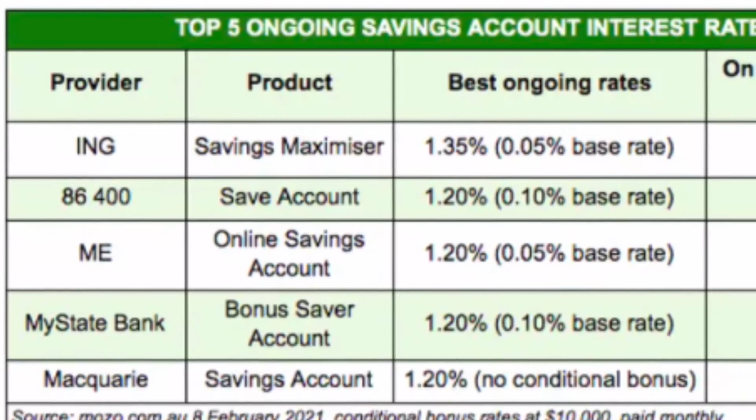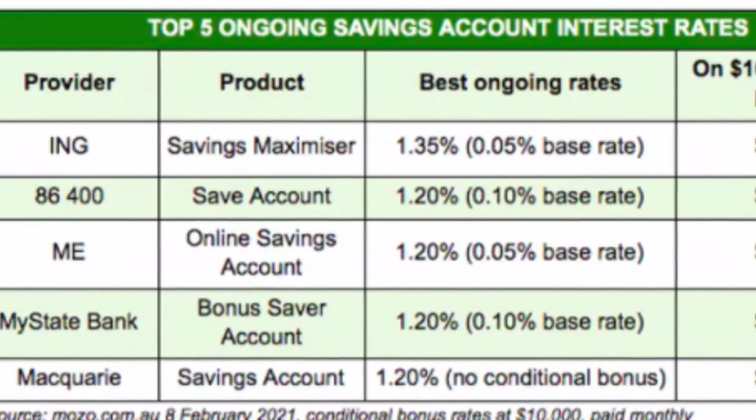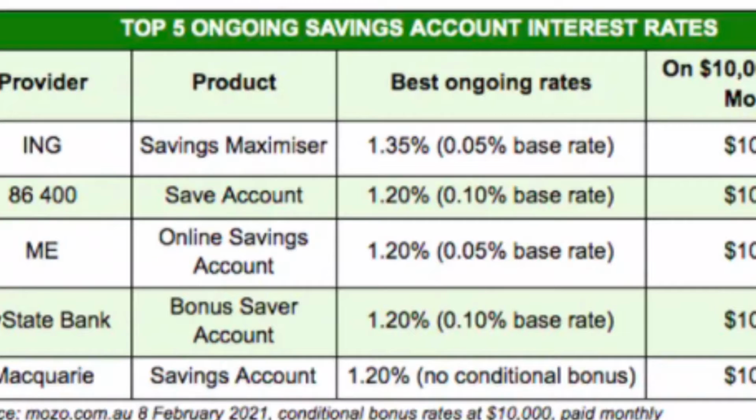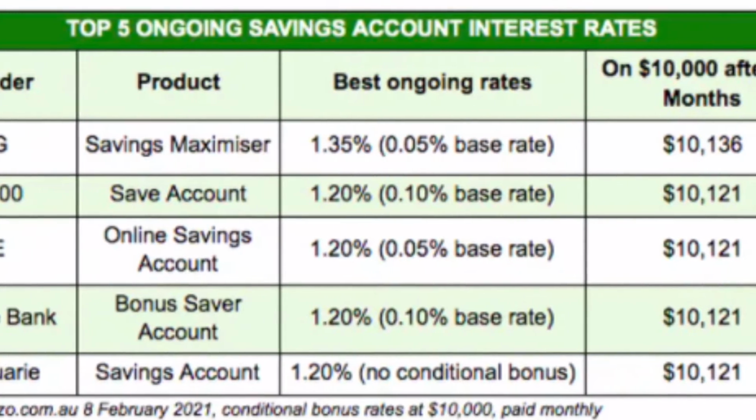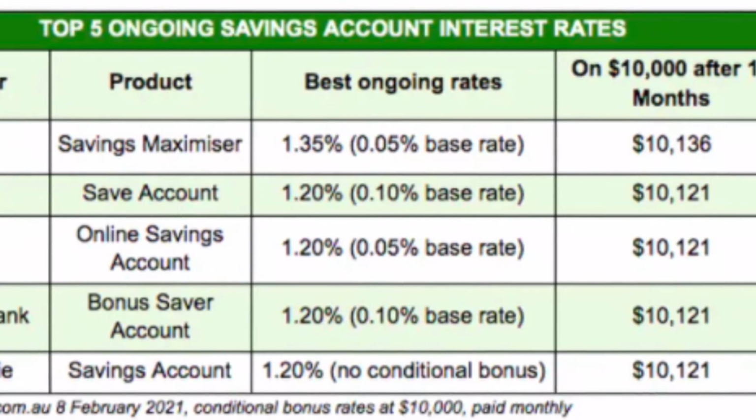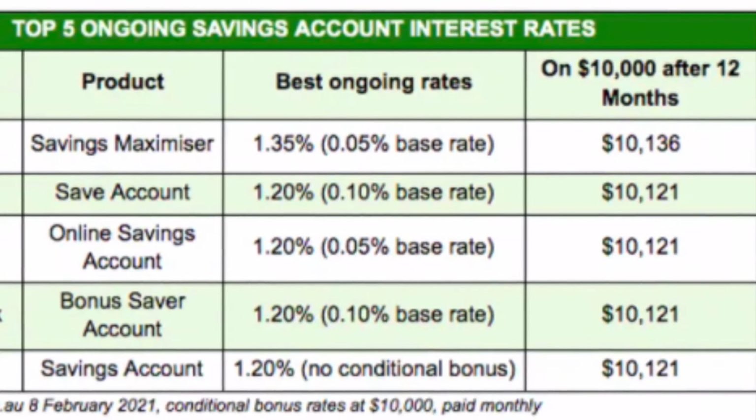But look here at the highest savings account. So the highest that you can get with ING on the Savings Maximiser for 2021 was about 1.35%. So on $10,000 after 12 months, you'd have $10,136. So now what I was saying earlier was the reason that this is quite small is due to a concept called inflation.